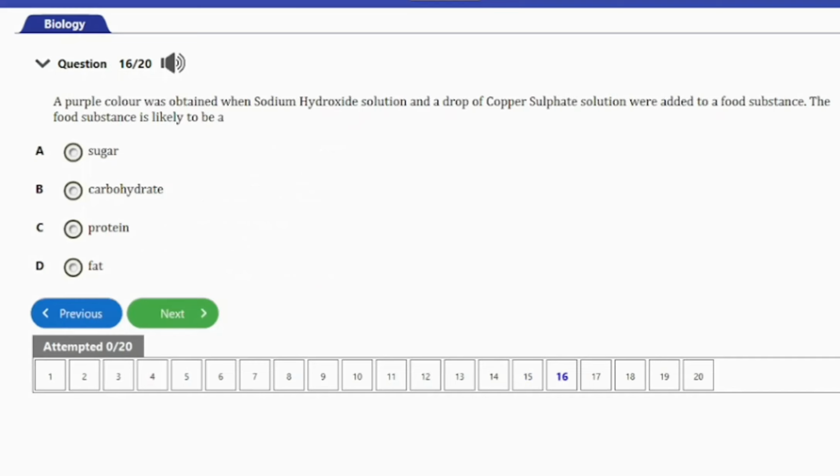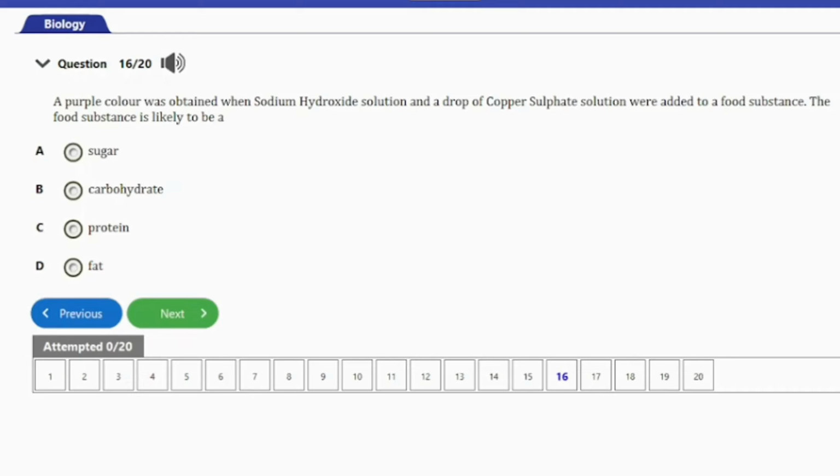It says, a purple color was obtained when sodium hydroxide solution and a drop of copper sulfate solution were added to a food substance. The food substance is likely to be A, sugar, B, carbohydrate, C, protein, D, fat. So guys, the answer to this question is option C here, and that's protein.